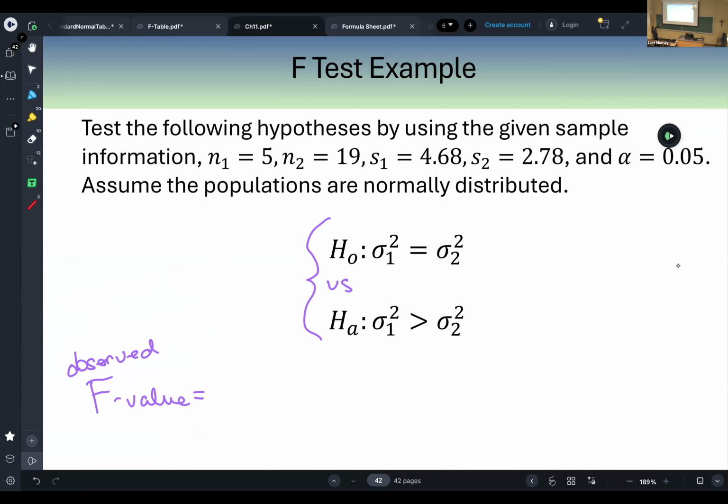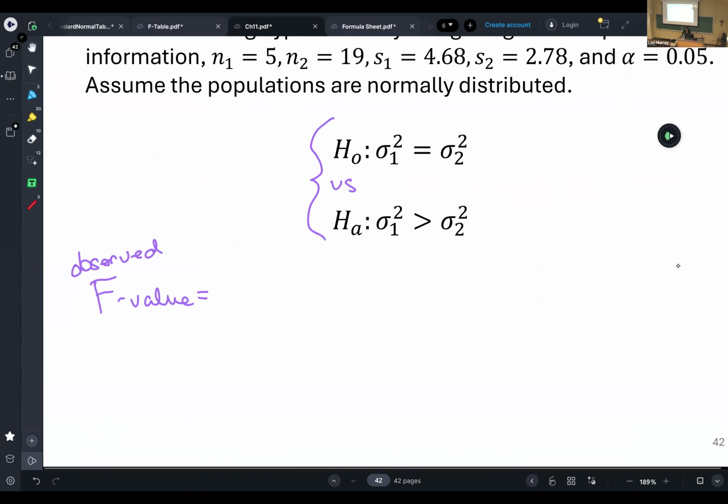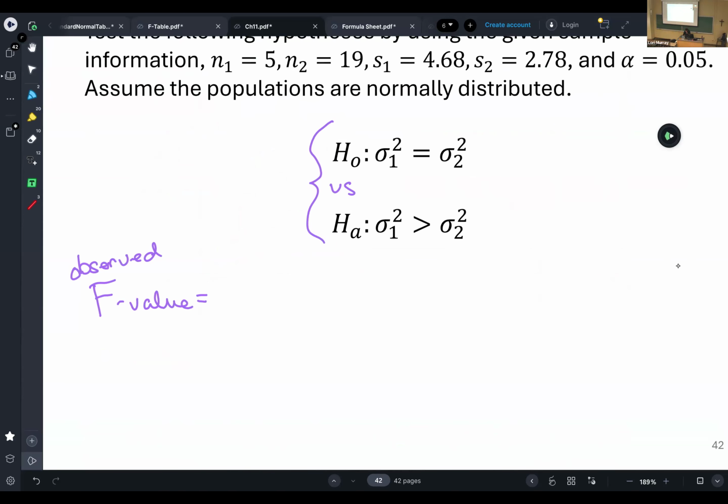We have 2 standard deviations. Which value would I put in the numerator? Yeah, 4.68. And it says the larger. That's consistent with our method. So S2 is going to go here because it's larger, 4.68, and we'll square it. And we'll put in the denominator the other one, 7/8. Good.